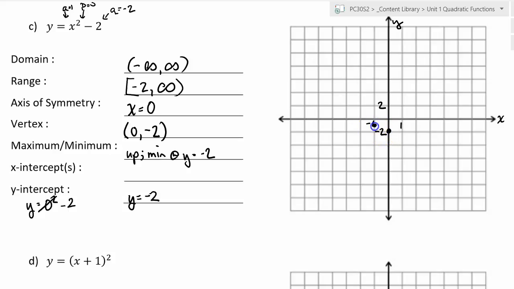1 squared is 1. It's just that I'm starting from below my x-axis, so I only go up 1, and I end up over here instead. 2 squared is 4, so I should end up 4 higher than my vertex. 3 squared is 9, so I should end up 9 higher than my vertex. Here. And technically 4 squared is 16, so I should end up 16 higher than my vertex, which is 14.